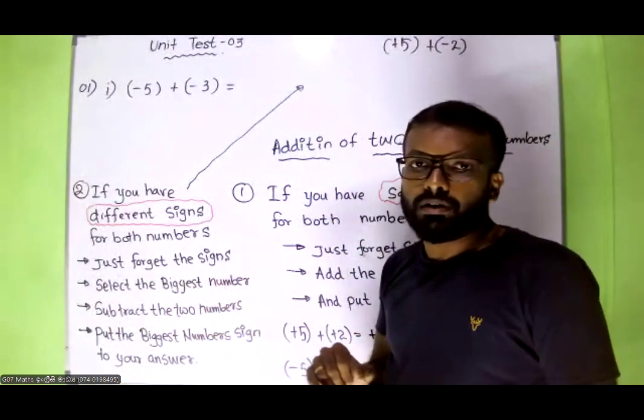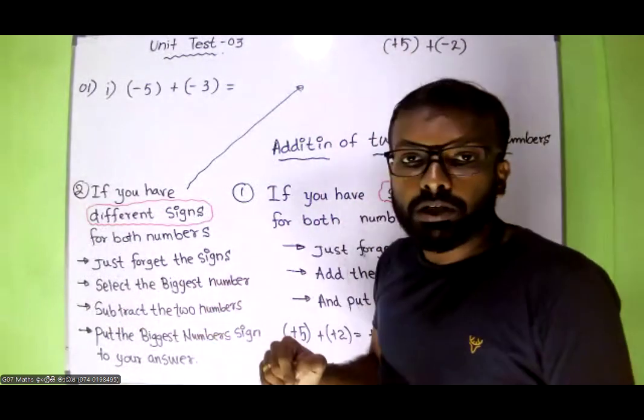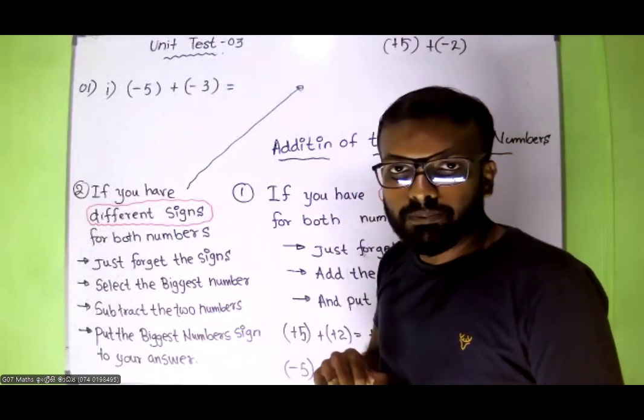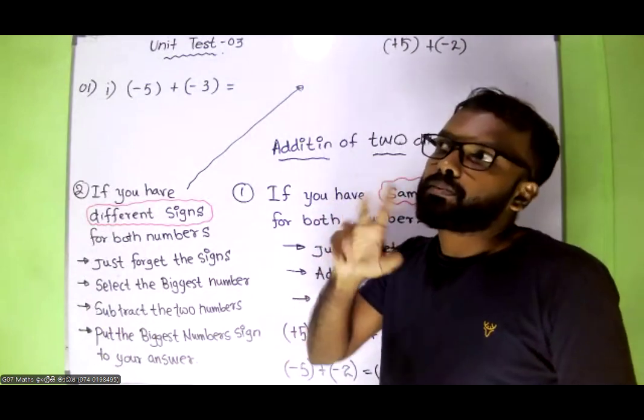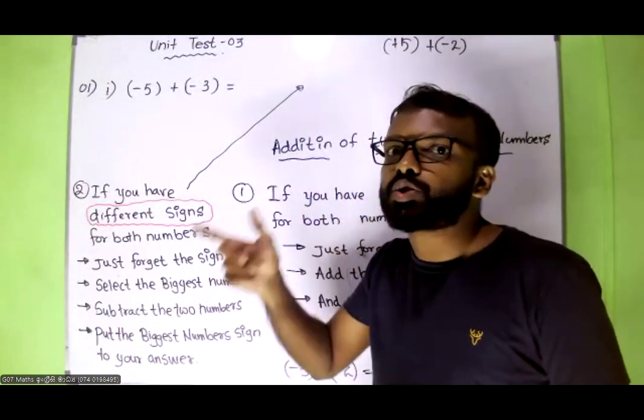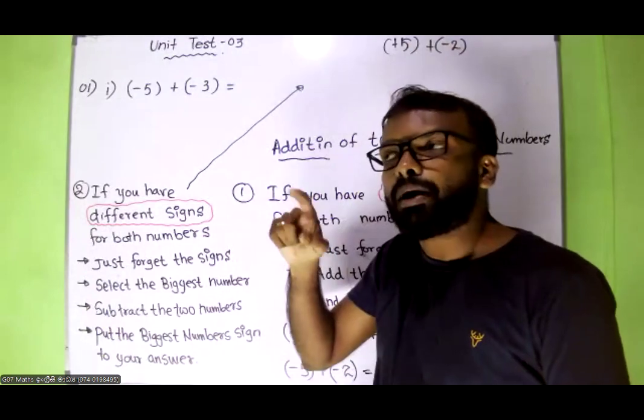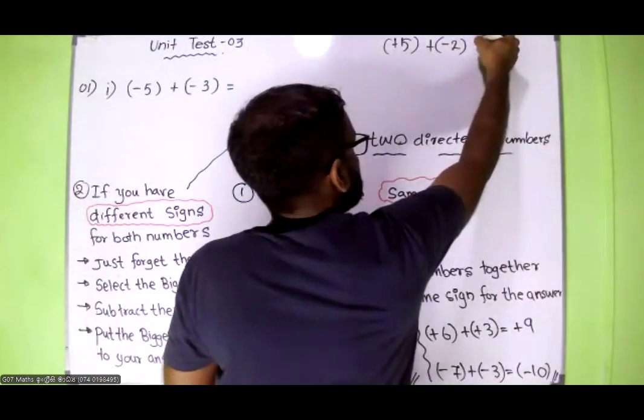Select the biggest number. Which is the biggest number? 5 is the biggest number. Then subtract the two numbers. 5 minus 2, 3. So that is my answer.